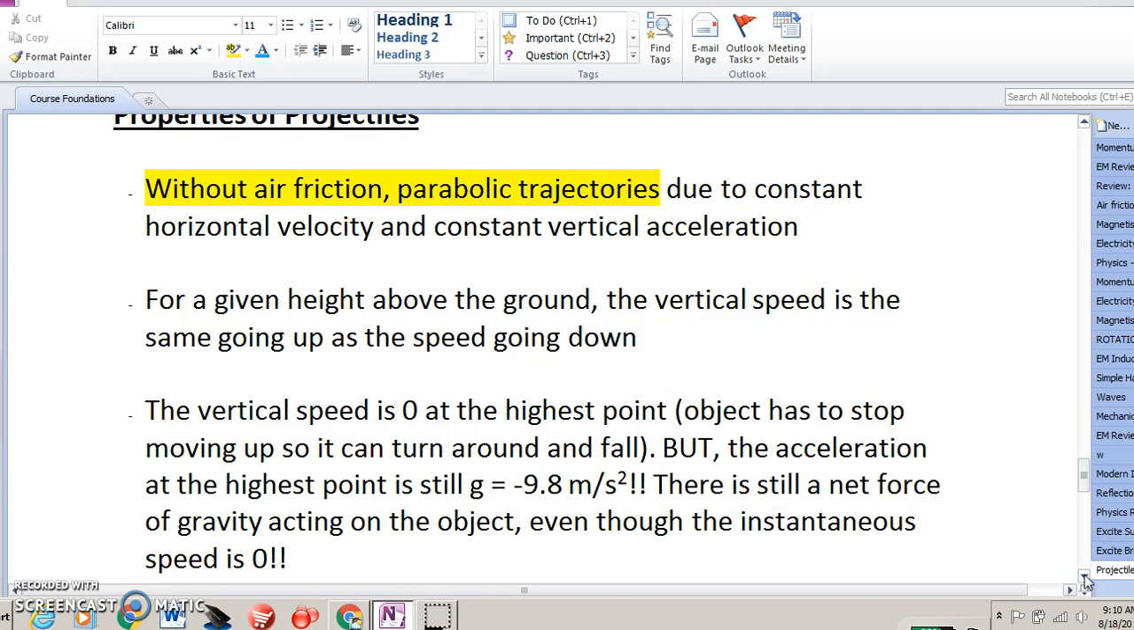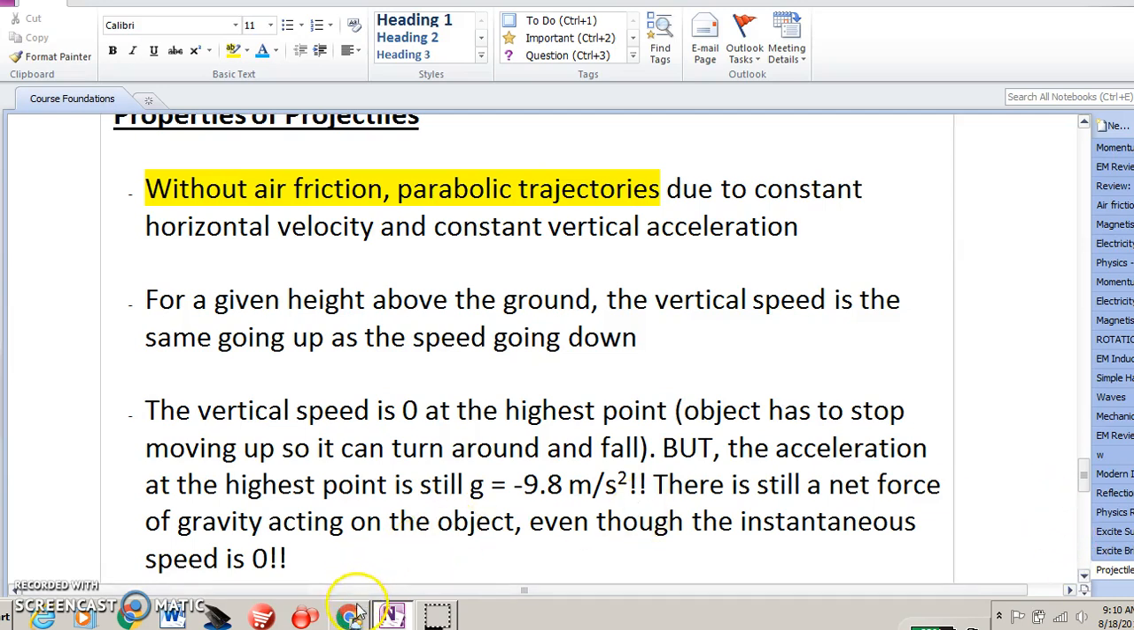Gravity is still pulling on it. There still is a net force, meaning you still have the acceleration of gravity, that magic number of negative 9.8 meters per second squared, even though the ball has actually stopped. It only stopped for a split second. We call that the instantaneous speed is 0. But the acceleration, at every moment it's flying through the air, is going to be 9.8 meters per second squared downward because of gravity.